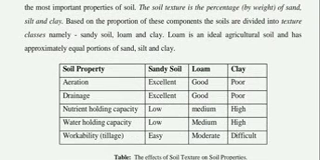In case of sandy soil, aeration is excellent, drainage is excellent, nutrient holding capacity low, water holding capacity low, and workability, tillage easy. Loam: aeration is good, drainage is good, nutrient holding capacity medium, water holding capacity medium, workability moderate. Clay: poor aeration, drainage poor, nutrient holding capacity high, water holding capacity high, workability, tillage difficult.